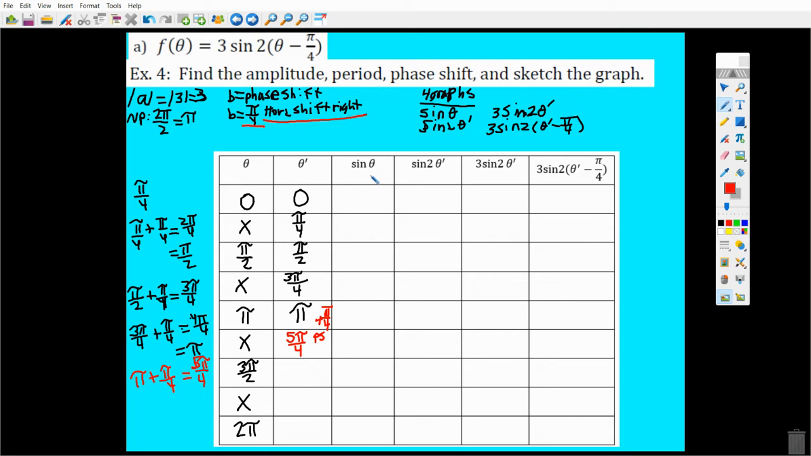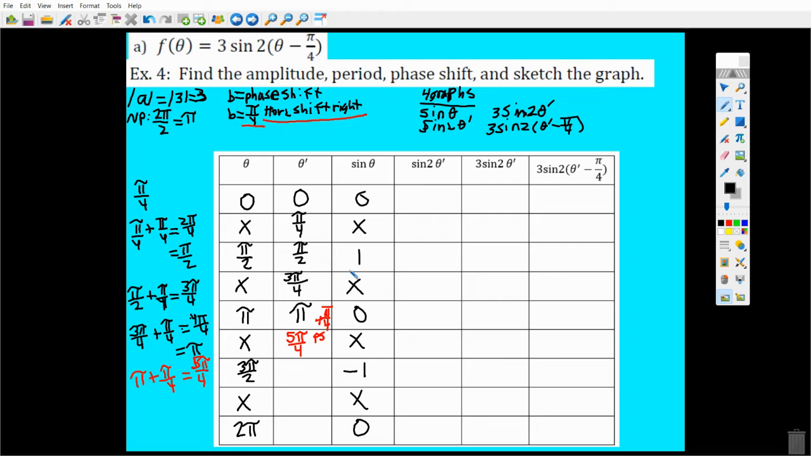All right, so for sine theta, I'm going to go ahead and insert the info from here because again, this is just using these numbers here. So at 0, it's 0. At pi over 2, it's 1. At pi, it's 0. At 3 pi over 2, it's -1. And then at 2 pi, it's 0.